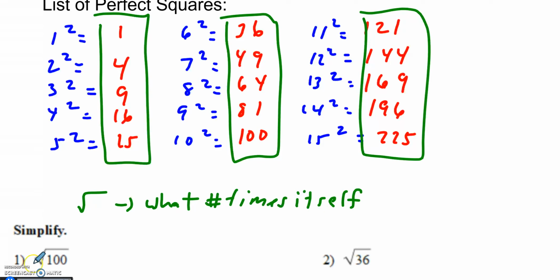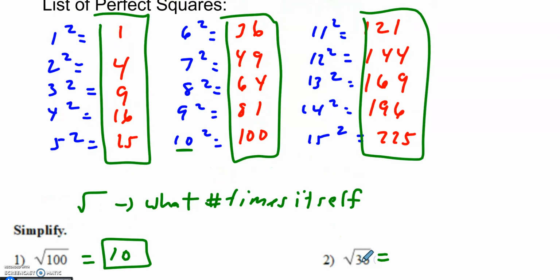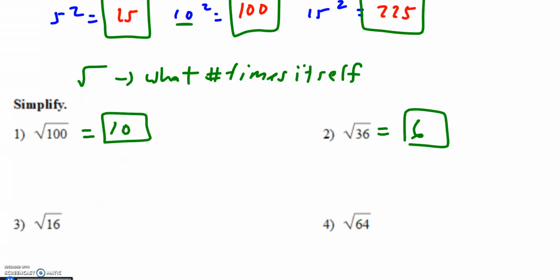But for instance, if I asked you what the square root of 100 was down here, that would be what number times itself gives you 100. Well, 10 times 10 does. So the answer to number 1 would be 10. If I asked you what times what is 36, that would be 6. So my answer for number 2 is just plain old 6 because it's a perfect square. Number 3, what number times itself gives you 16? That's 4. And number 4, what number times itself gives you 64?